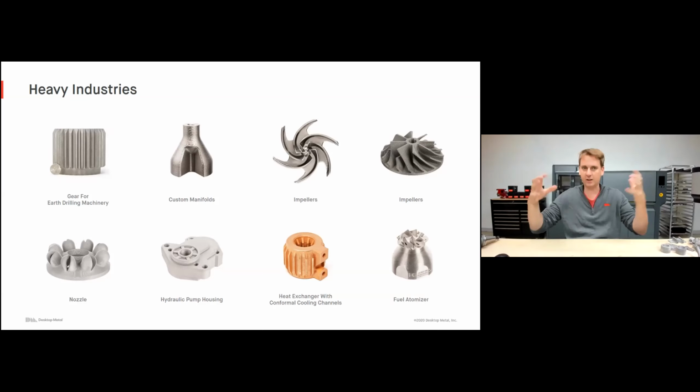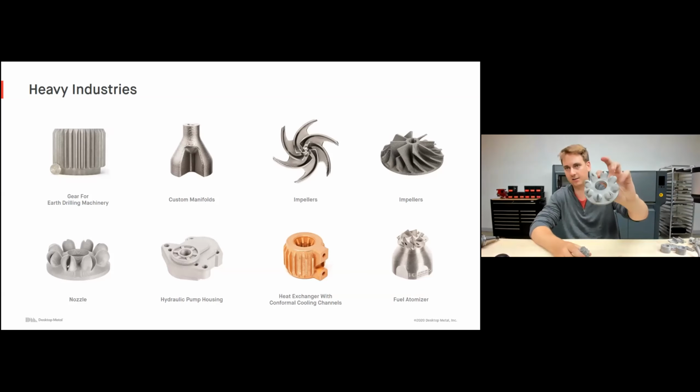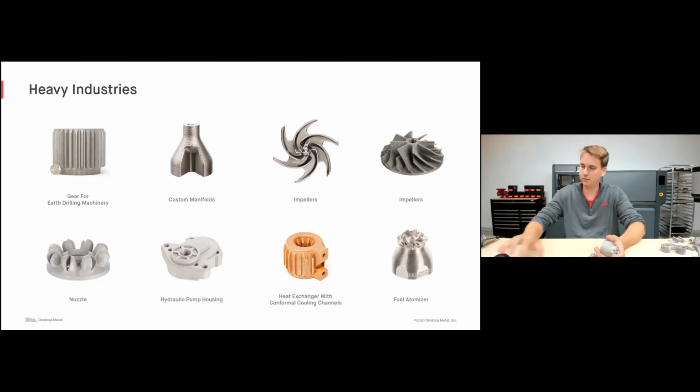Think like large gears for earth drilling machines, custom manifolds for chemical processing, a variety of different impellers for different pumping scenarios, different nozzles for chemical processing, different housings, heat exchangers, and then things like fuel atomizers for the oil and gas industry. We'll talk about this part quite a bit later.